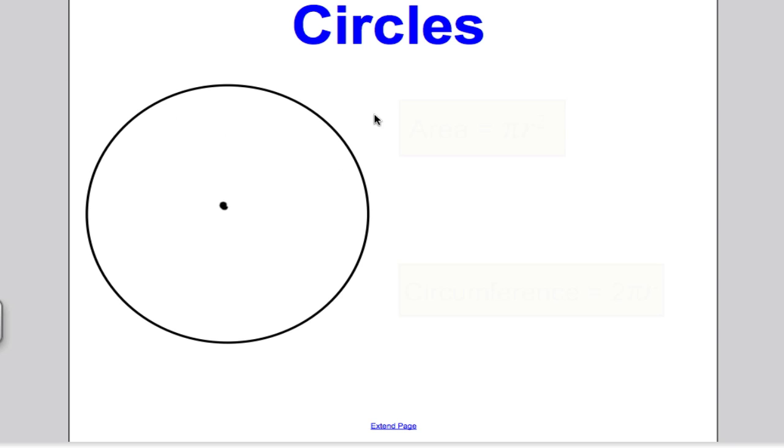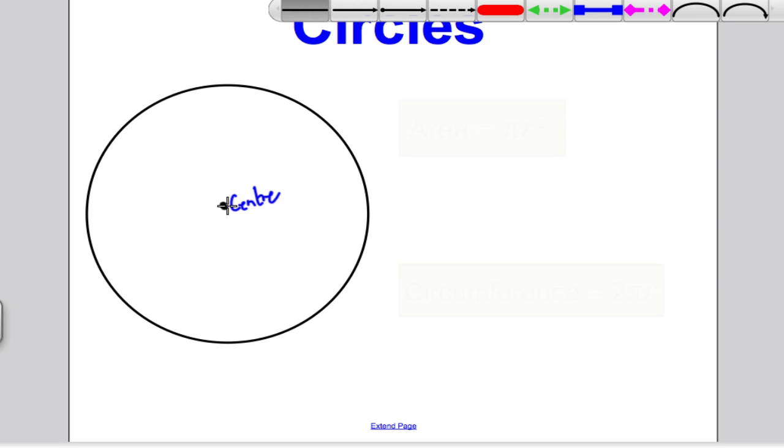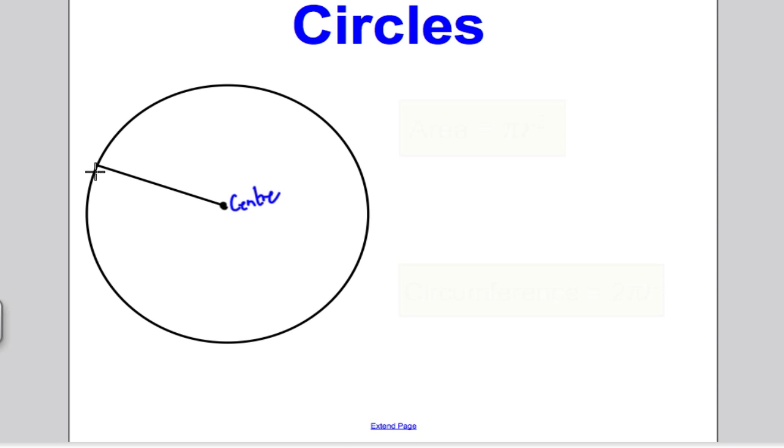Okay, here we have a circle, and this is the center of the circle, and so we need to be able to label some key things about the circle. Now, a line from the center to the perimeter of a circle, or the outside of a circle, is called a radius. That's a radius there, and the distance around the outside of a circle has a special name, and that's called circumference. The circumference is the perimeter of a circle. Circles have their own name for their perimeter.